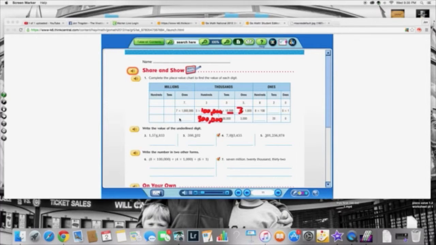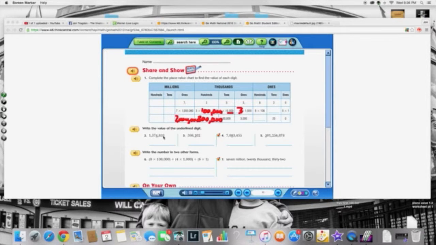7 million, 7 times a million would be a big bad million. It's going to be hard to write it in here. Won't be as hard for you because you got the nice little pencil, but there's 7 million. Okie dokie. Write the value of the underlined digit.